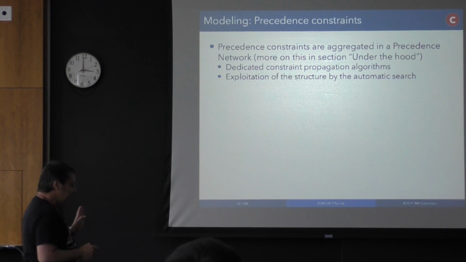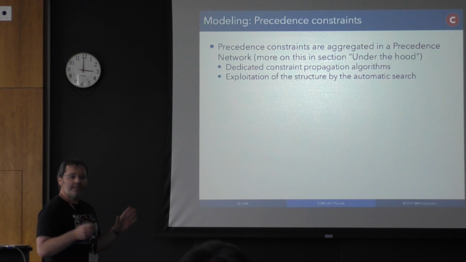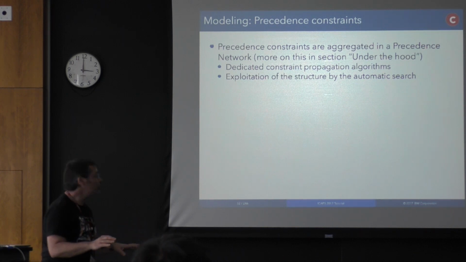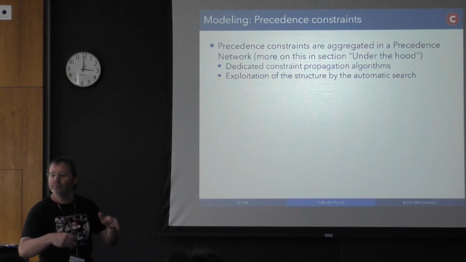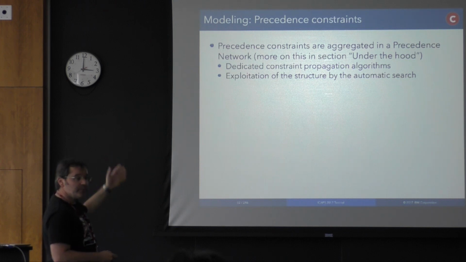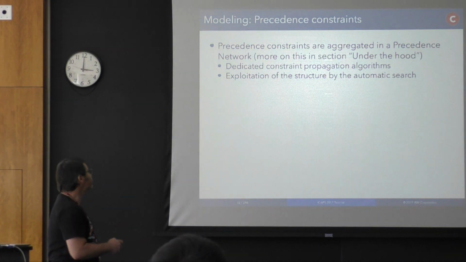One thing that is important to know also is that the precedence constraints play a special role in the engine, and they are particularly optimized. We especially take care of them. In particular, they are aggregated into a special structure that we call the precedence network. I will say more in some sections that describe a bit what happens under the hood, but we have dedicated constraint propagation algorithms for this temporal network, and they are also exploited as an important structure of the problem during the automatic search.